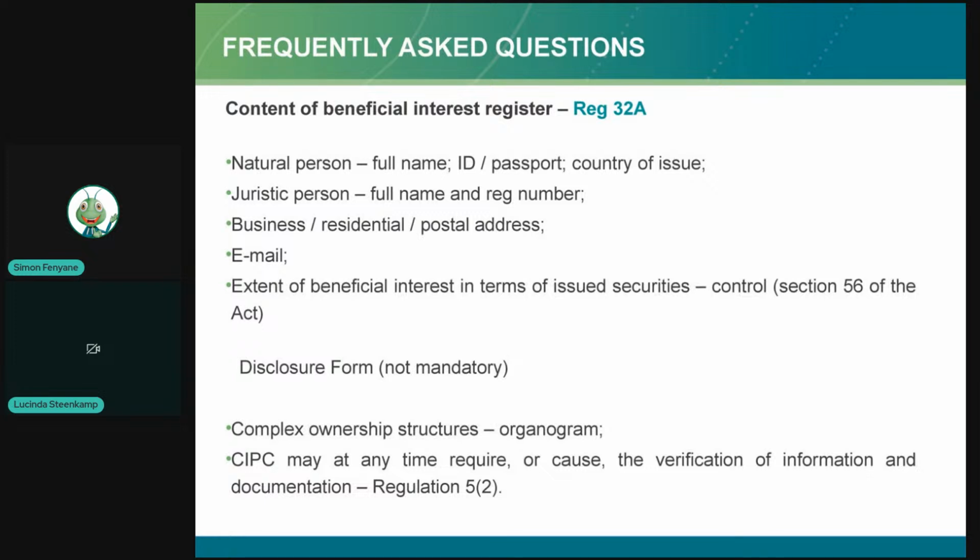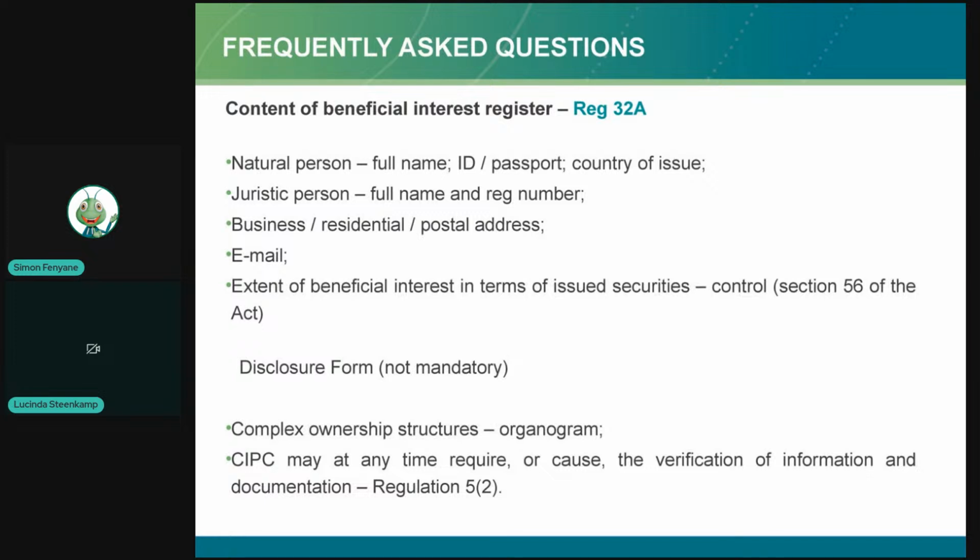Where you have complex ownership structures, make use of the disclosure form to provide an organogram of how this ownership structure fits into each other. And this gives CIPC an indication of what the beneficial ownership structure, complex or not, of a company looks like.